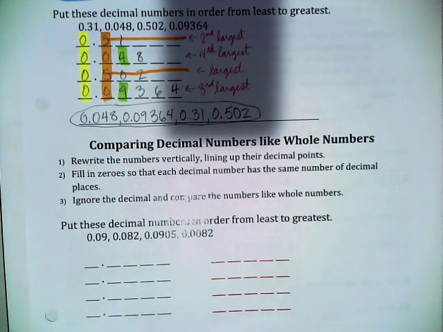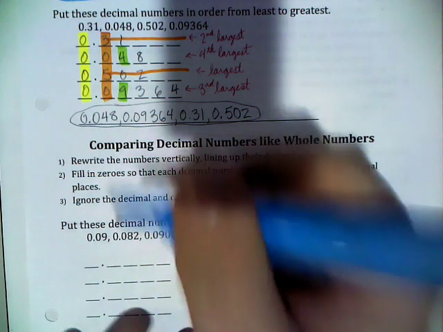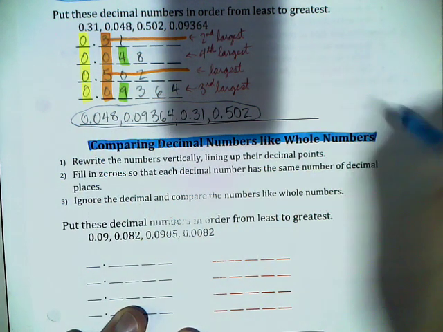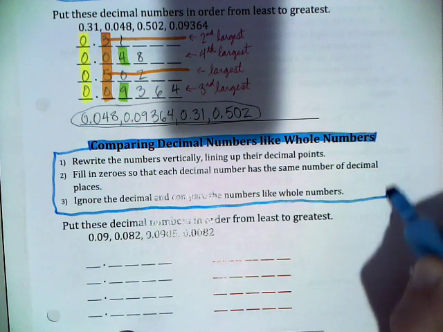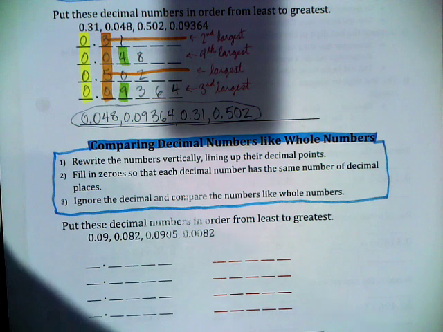So like I said, there are multiple ways. I'm going to give you another way to compare these. So let's take our blue again, and we're going to make a box around these instructions. So there is a way that we can compare decimals by treating them like whole numbers. And so step one again is to rewrite the numbers vertically, lining up the decimal points. So it's actually the same step.